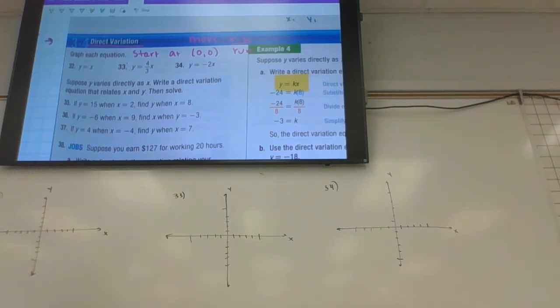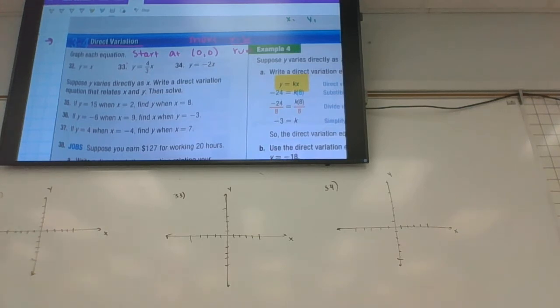Okay. So the section's titled direct variation, and the directions just say graph. You have to remember this is the formula for direct variation. This has to be memorized.